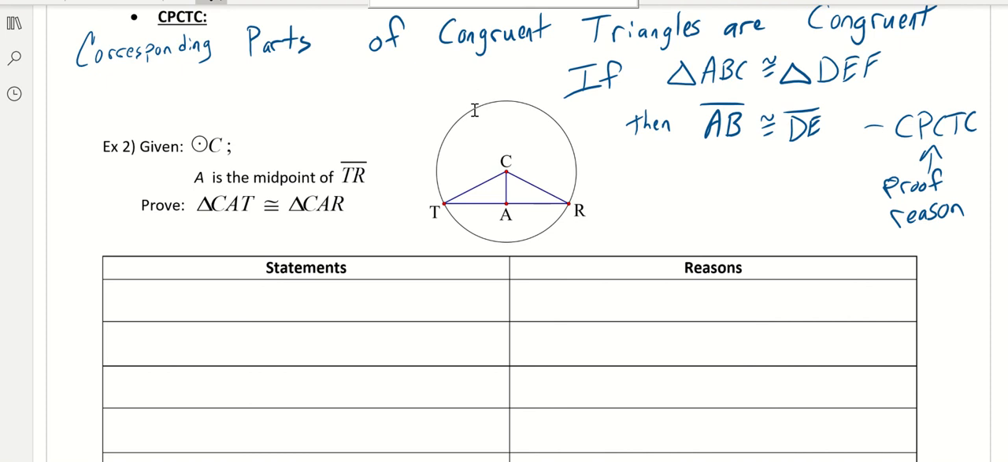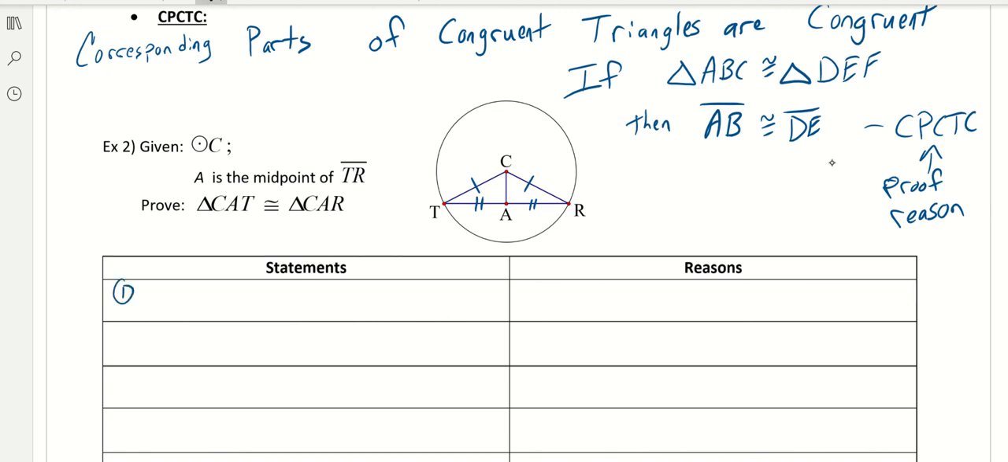I hope you did. Well, if we have circle C, we know that CT and CR have to be congruent because they're both radii. If A is the midpoint of TR, well, here's TR, and A is the midpoint, then TA has to be congruent to AR. That's the definition of midpoint. It divides the segment into two congruent pieces. And then what about CA? CA is congruent to itself. So we're going to be able to use side, side, side. One pair is CT and CR. The other pair is AT and AR. And the other pair is CA and CA. CA is congruent to itself because it's shared by both triangles.